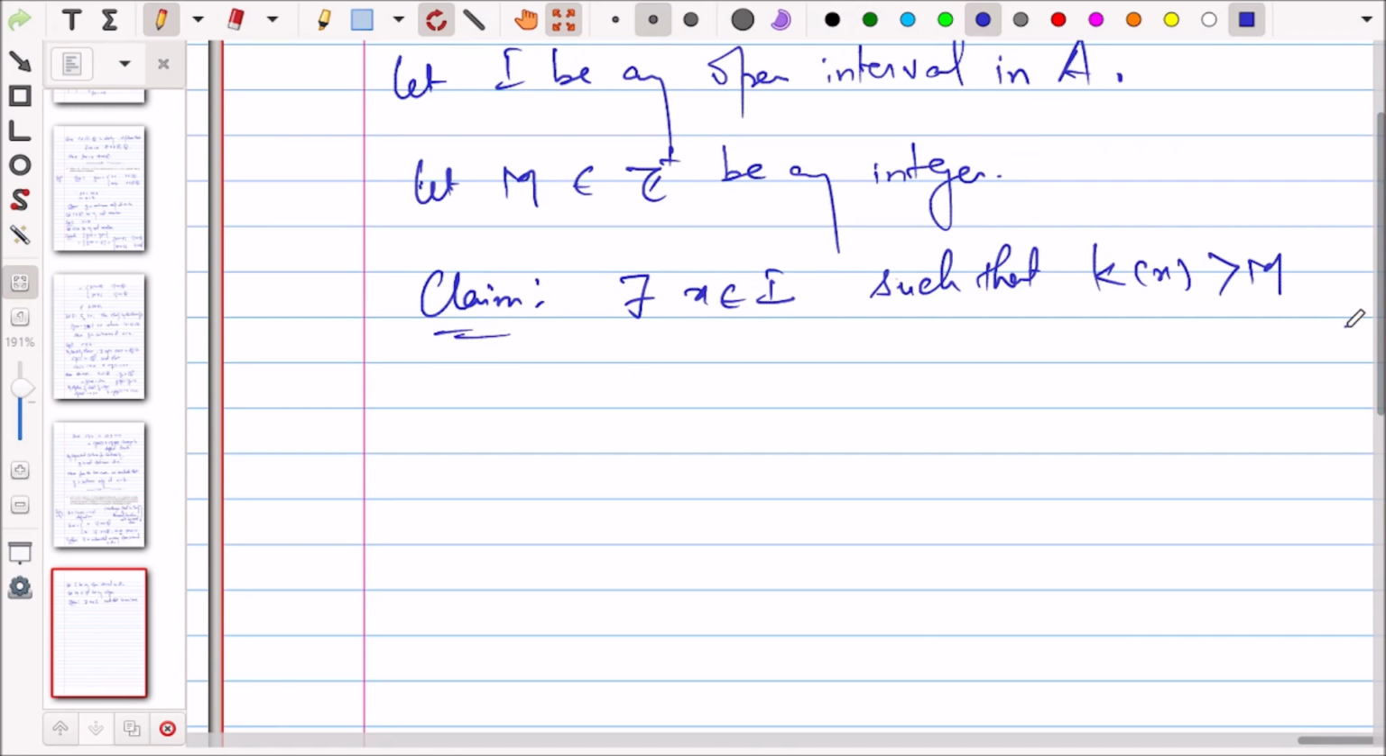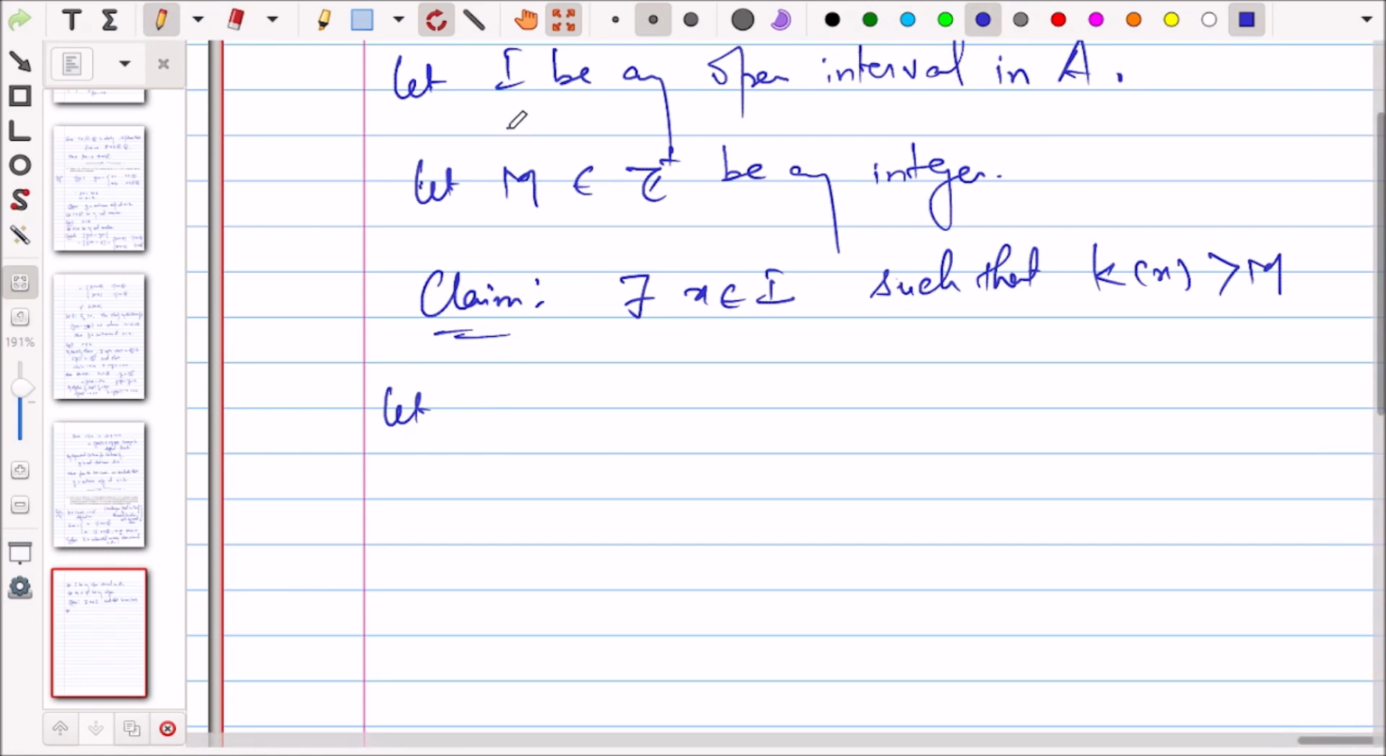So now what property will we use? For this, we will pick any two points in I. So let x, y belonging to I, yeah, let us not take x, y, let p, q.